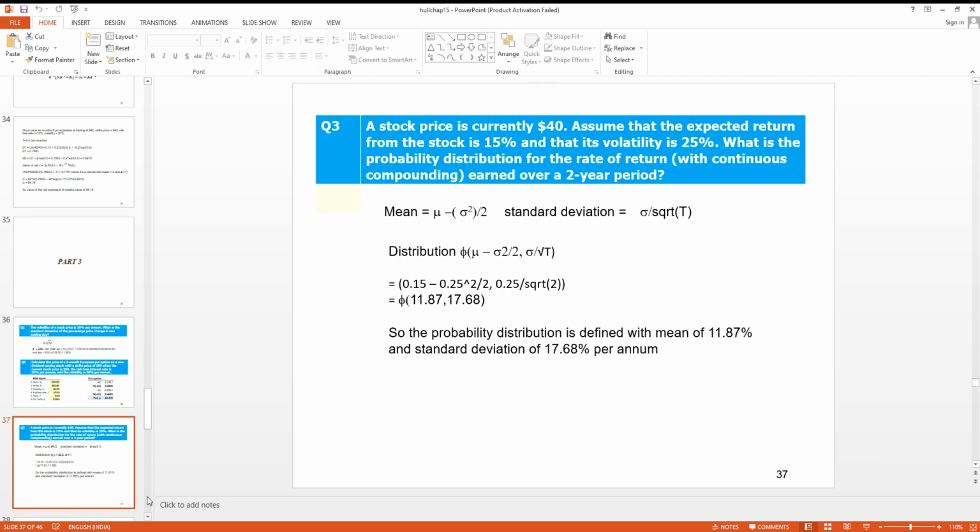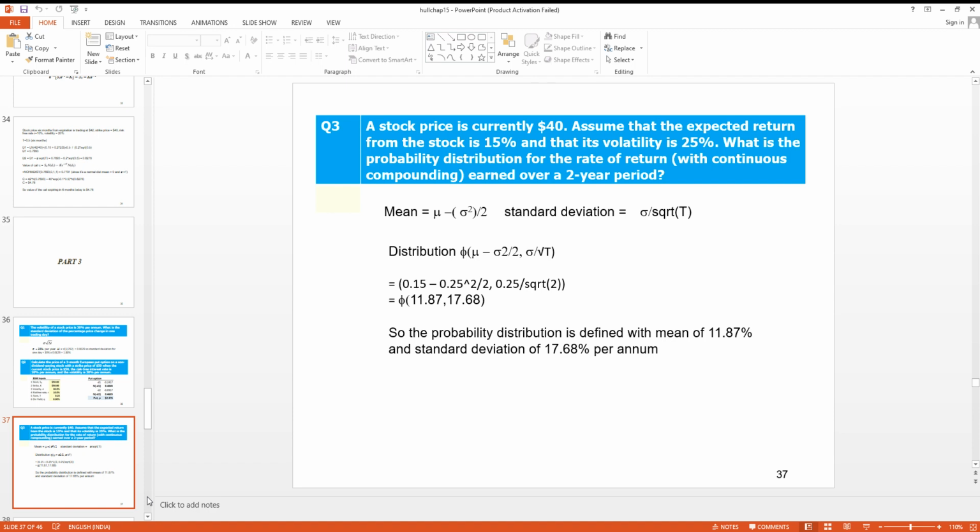Stock price is currently $40. Expected return is 15% by a particular investor. Sigma is 25%. What is the probability distribution for the rate of return with continuous compounding over a 2-year period? So mean is mu minus sigma square by 2. Standard deviation will be sigma by square root of t. And the distribution we know is given by mean comma standard deviation, which is nothing but mu minus sigma square by 2 comma sigma by square root of t.